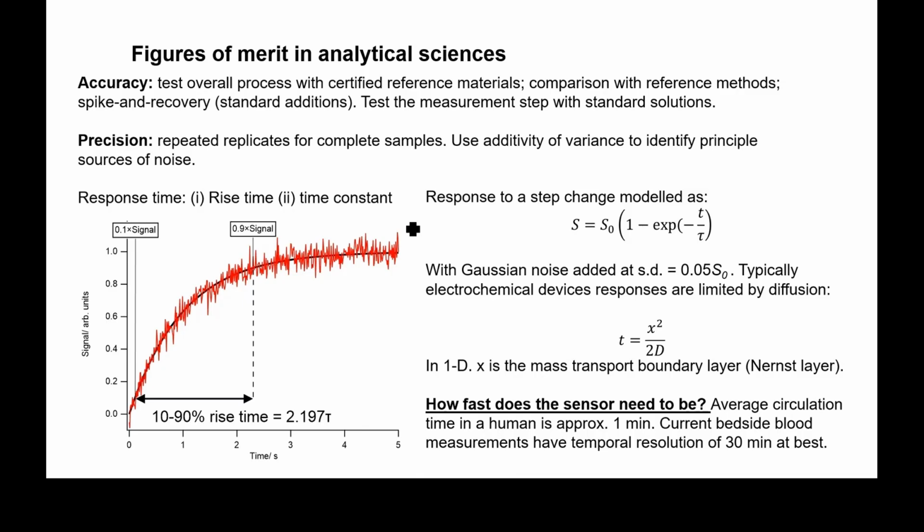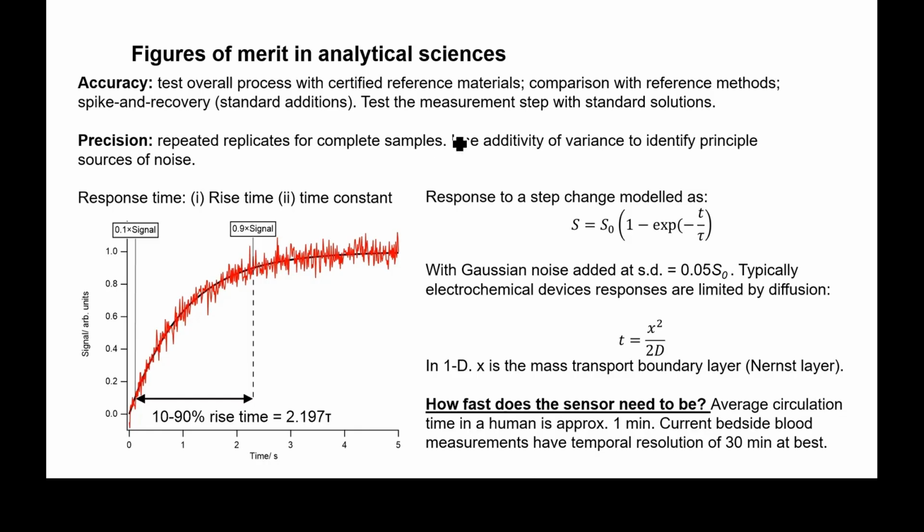What kinds of figures of merit are there in the analytical sciences, particularly as it applies to sensors and electrochemical measurements? What do we need to measure about our technique in order to establish whether or not it's going to be useful for our clinical partners, and whether or not we're going to be able to get MHRA approval or CE marking for our devices? We're going to need this as part of our quality management systems.